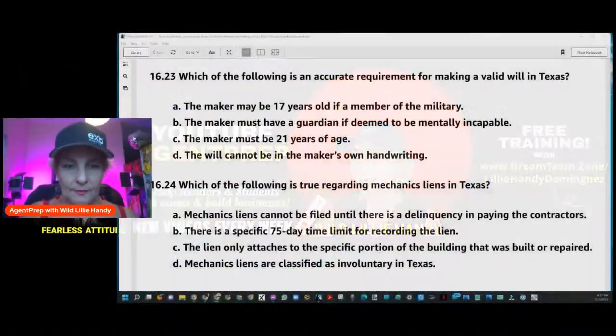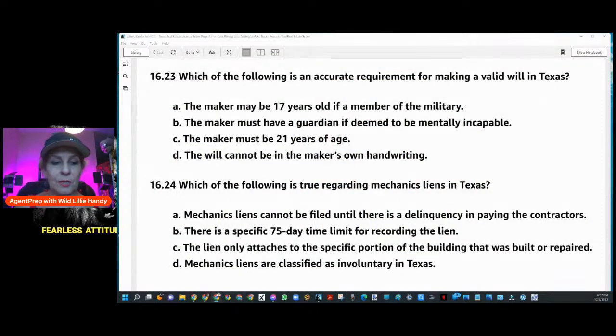Okay, number 1623, and this is dealing with special topics. Which of the following is an accurate requirement for making a valid will in Texas? A, the maker may be 17 years old if a member of the military. B, the maker must have a guardian if deemed to be mentally incapable. C, the maker must be 21 years of age. Or D, the will cannot be in the maker's own handwriting.